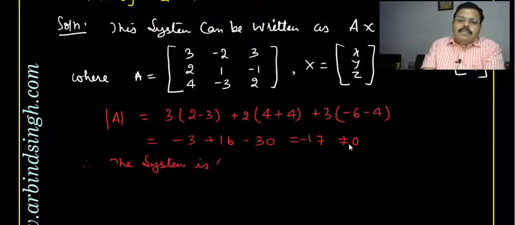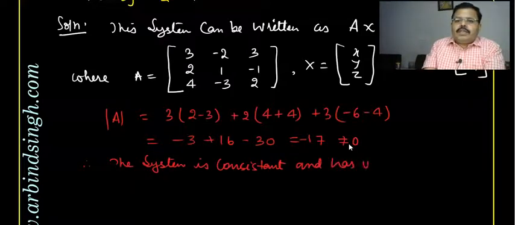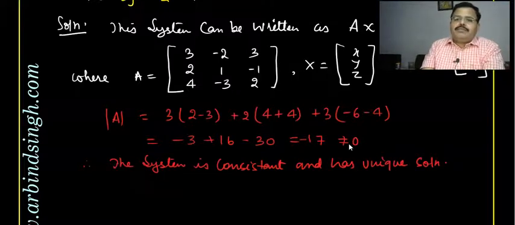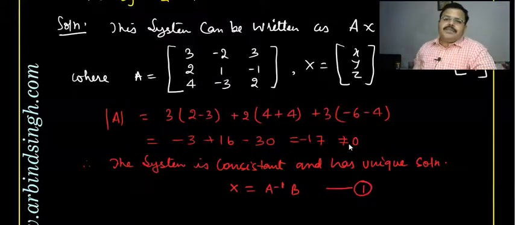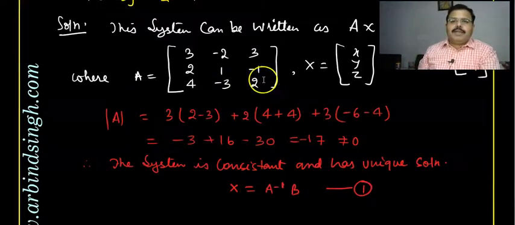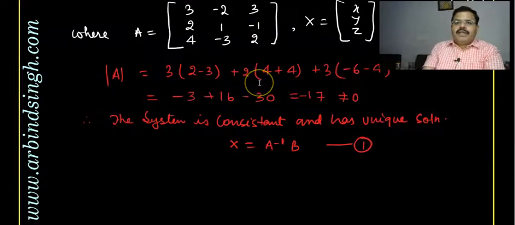the system is consistent and has a unique solution. This is what we have learned. So the unique solution is given by how? X is equal to A inverse b. So first we need to find A inverse, right? Now the question is coming here, that first we need to find A inverse.